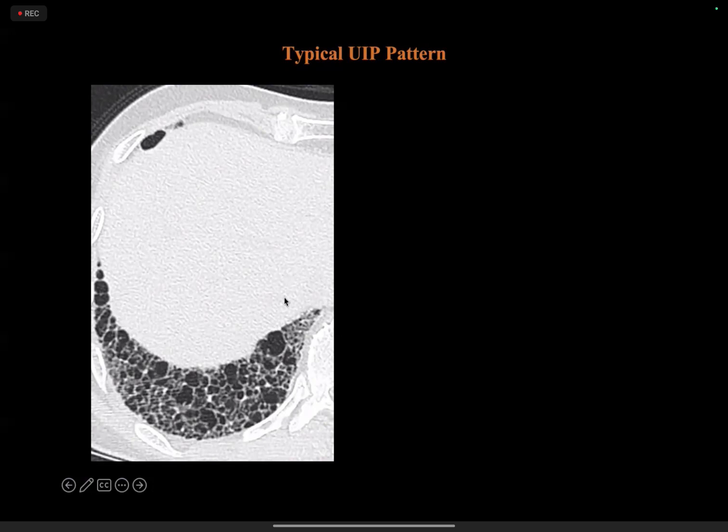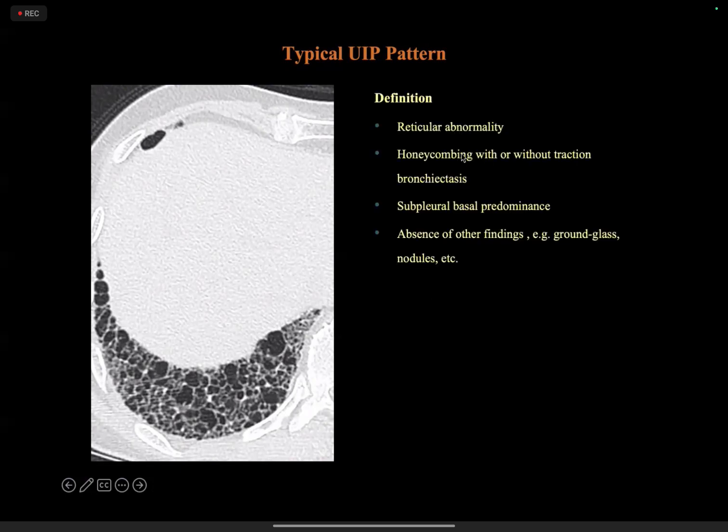Typically, you have a pattern. Like I said, all these four parts of the definition have to be fulfilled: reticular abnormalities, honeycombing, subpleural basal predominance, and absence of other findings. Remember, traction bronchiectasis is not a must, with or without, but typically when you have honeycombing, that advanced stage of fibrosis, you will see some degree of traction bronchiectasis. But as long as the definition goes, it is optional. All these four have to be fulfilled to call anything a typical UIP pattern.